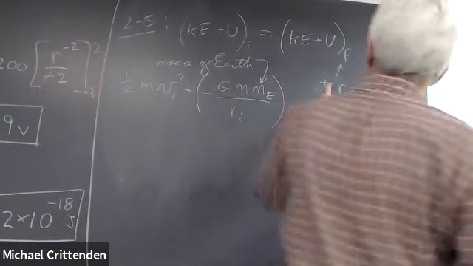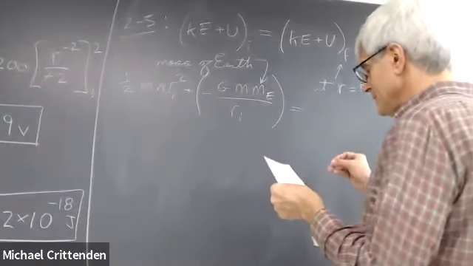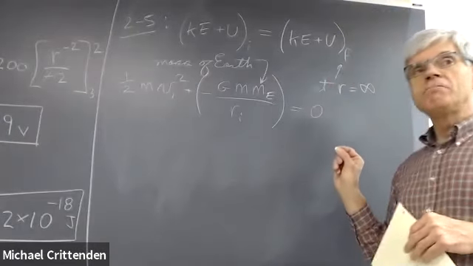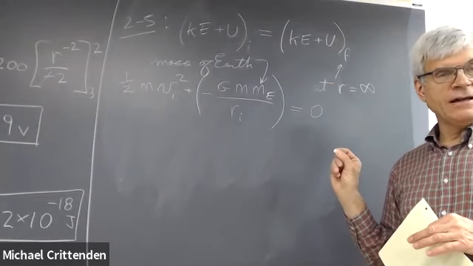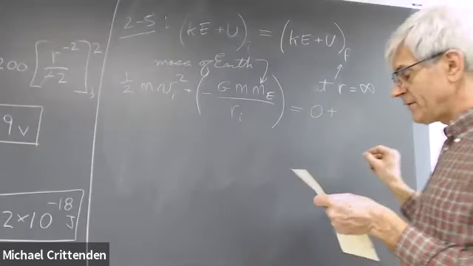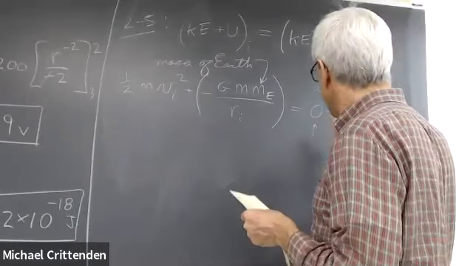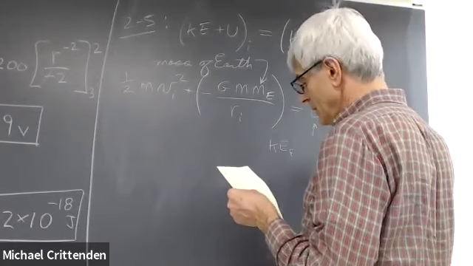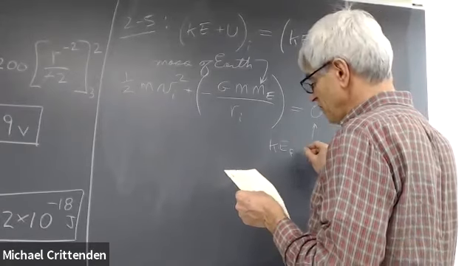Over here on the after side, well, for the minimum necessary energy to just barely get to infinity without turning around and falling back to Earth, kinetic energy final would be 0.